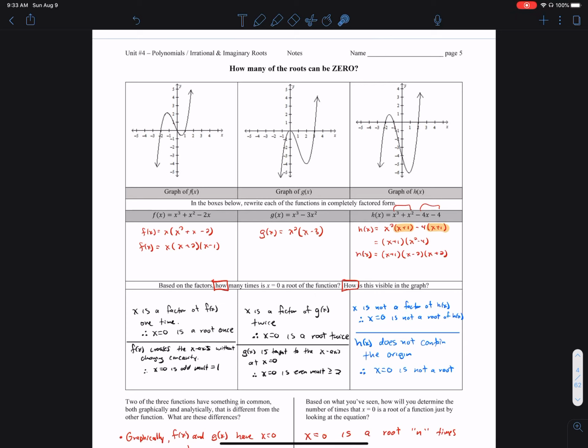The next part of this section is to determine how many roots can be imaginary. We've done how many can be positive or negative with Descartes' rule of signs. We've just done how many of the roots can be 0, looking at whether the constant term exists or not. And then in the next part of the notes, we're going to determine how many roots can be imaginary.